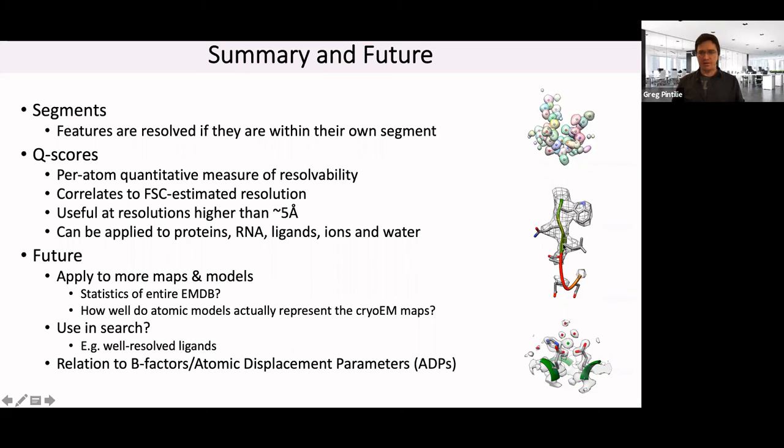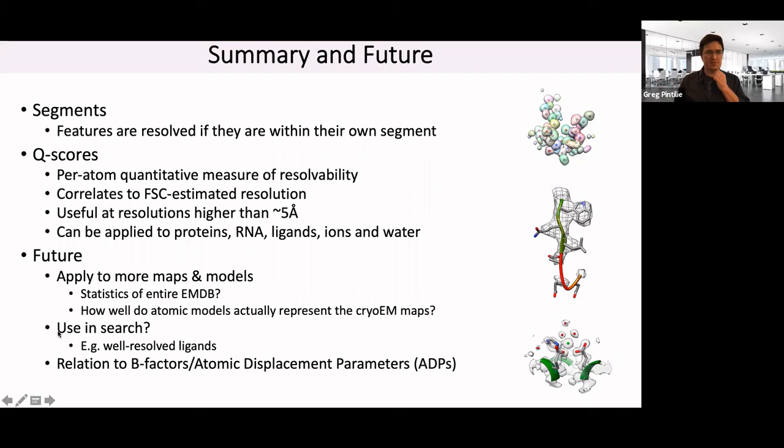And we saw how we can use it to look at resolvability of different features within the map, applied it to different scenarios, proteins, RNA, ligands. And I think in terms of the future, it's something I've been thinking about how to do, basically, can we actually apply this to more maps and models, even possibly the entire EMDB? And I think this can start to tell us a bit more about how the models that were deposited represent the actual cryo-EM data, and not as a single number, but overall, throughout the model.